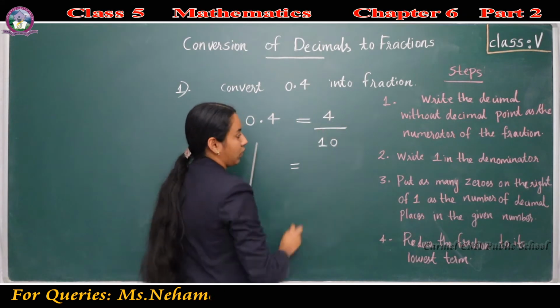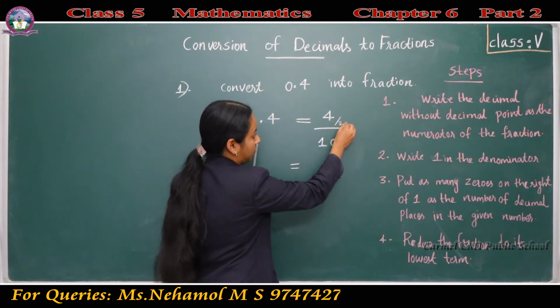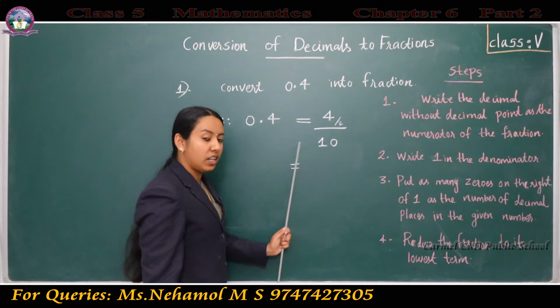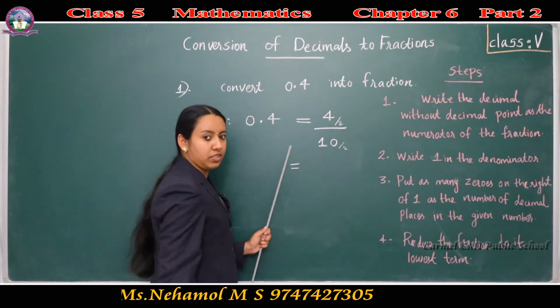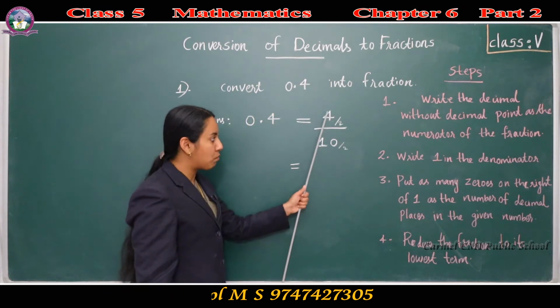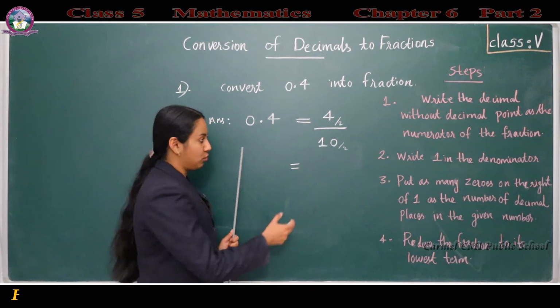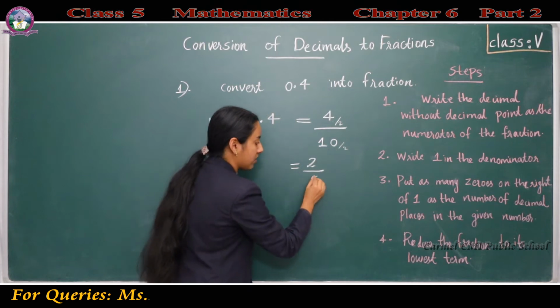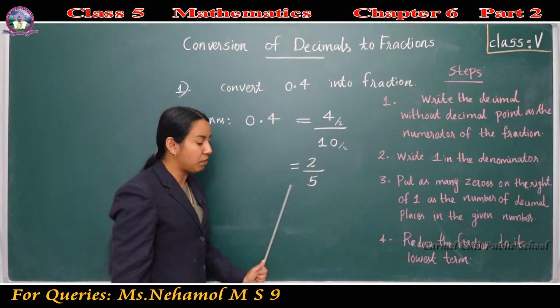We know that 4 is divisible by 2. 4 by 2 is 2. 10 is also divisible by 2. 10 by 2 is 5. So both numbers are divisible by 2, so we can divide with 2. 4 by 2 is 2, then 10 by 2 is 5. So we got 2 by 5.